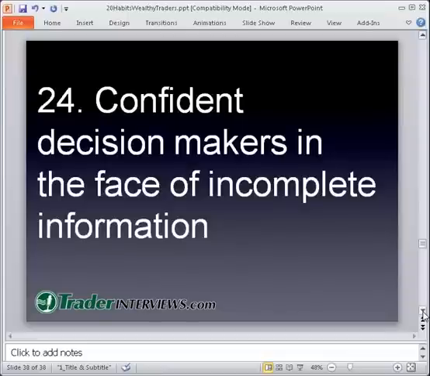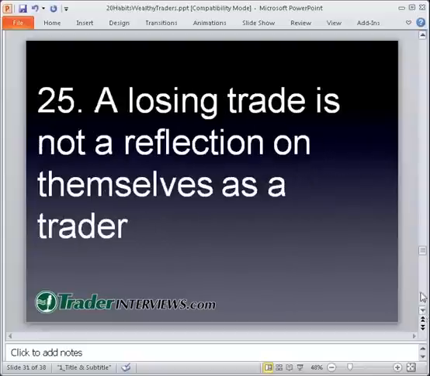Confident decision makers in the face of incomplete information. We talked about that already. I think I'm repeating myself on this one. But it's about that comfortable being uncomfortable. You've got to get comfortable making decisions without that complete information, because you're never going to get it. You're never going to know, unless you're doing insider trading and you're going to jail, that you're going to have that great information. You're going to have to make decisions even though you don't have it, and it's not comfortable for us. It's just the way it is. Got to get good at it.